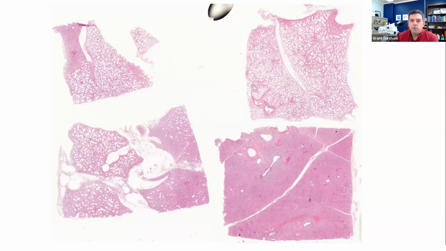So what's the next thing we're going to do? We're going to look at that under the microscope, right? So a lot of my day is spent collecting tissues on the autopsy floor and then looking at tissues under the microscope that we've prepared.